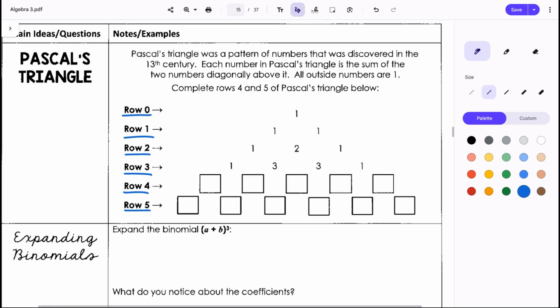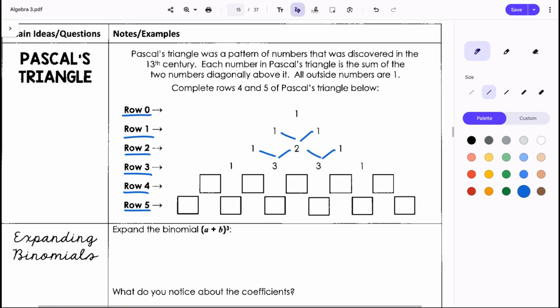And then underneath that is where you can really start to see the pattern. This 2 in the middle was created by adding those two 1s diagonally from it. And then that keeps going down below here. The 3 was created by adding the 1 and the 2, and same here, 2 and the 1. So they want us to fill in the next row.